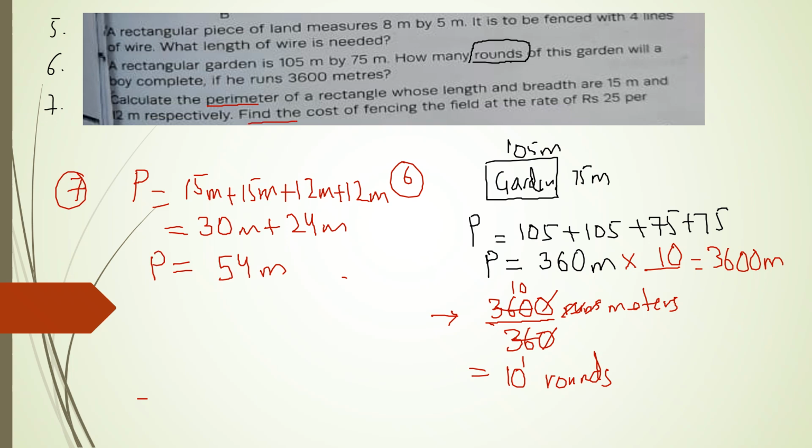Now you have to find the cost of fencing the field at the rate of 25 per meter. If the cost of 1 meter is, for example, 25 rupees, what will be the cost of fencing the complete rectangle? So the perimeter is 54, right? So if the cost of fencing the field is 25 per meter, you will multiply the perimeter with 25, and this will be the total cost, right? So when you multiply it, 54 times 25, let's see what you get.